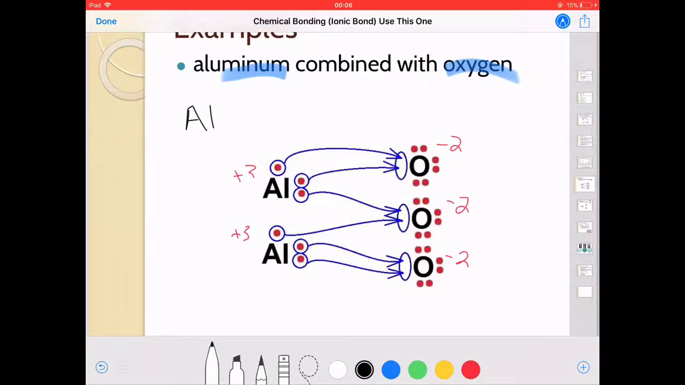We had to draw 2 aluminums to make everything stable, so that's why we get the Al2. And then we have oxygen next, and we needed 3 oxygens in order to make everything stable. So your formula would be Al2O3. Notice how I don't include any charges in my final formula.